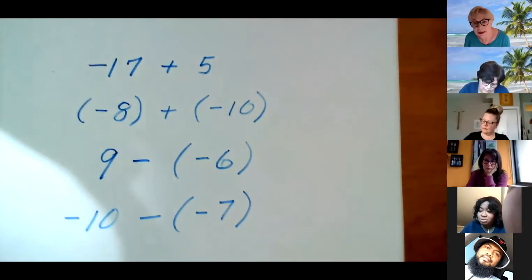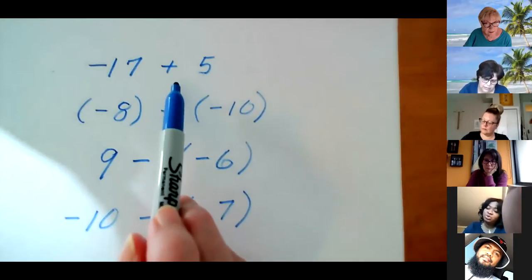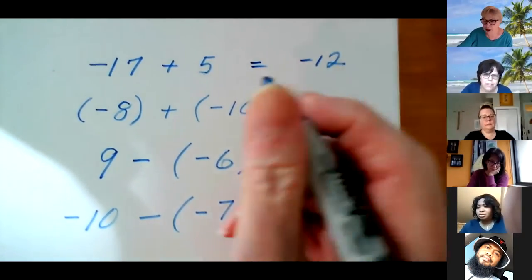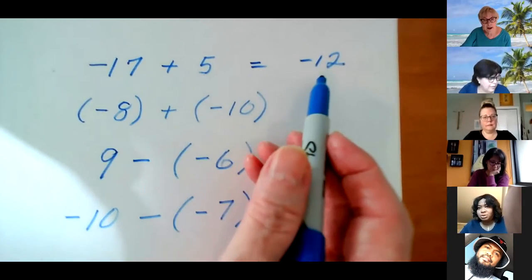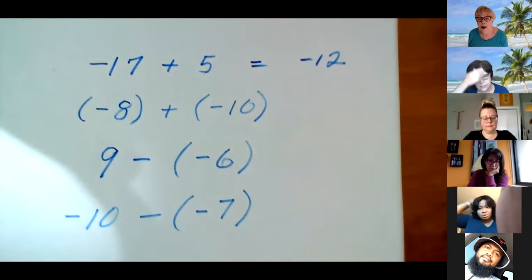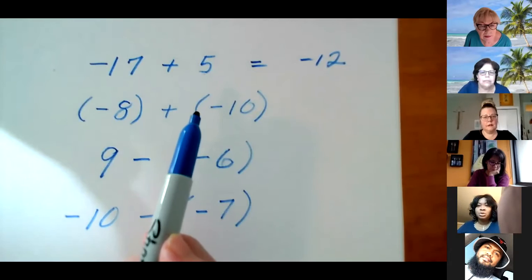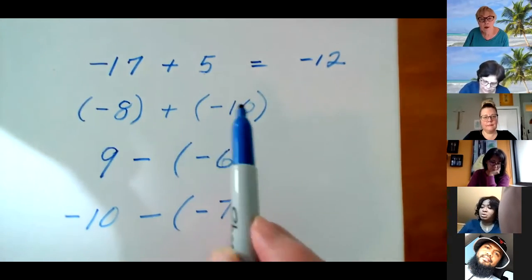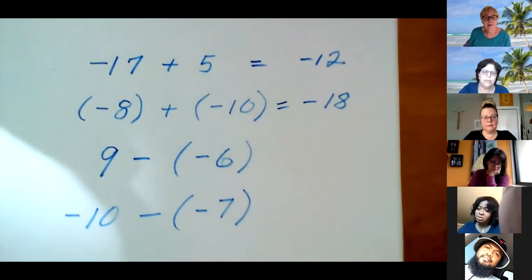All right. Who wants to tell me -17 plus 5? -12. This is addition, and there's more negative there than positive, so we're at -12. Somebody tell me what the second one is. -18. So it's a negative and then more negative, which makes it even more.